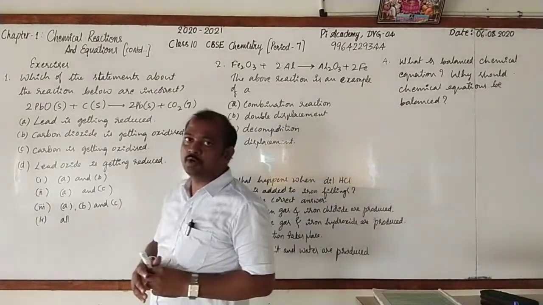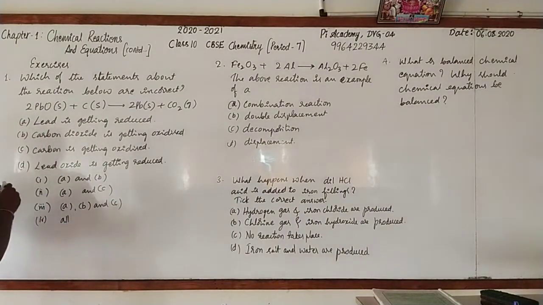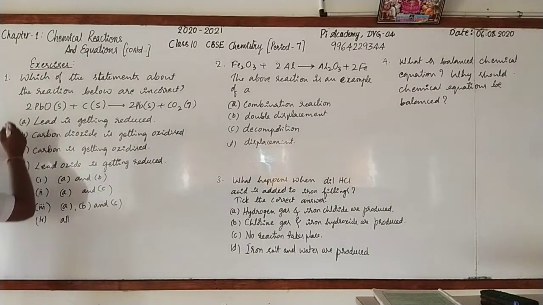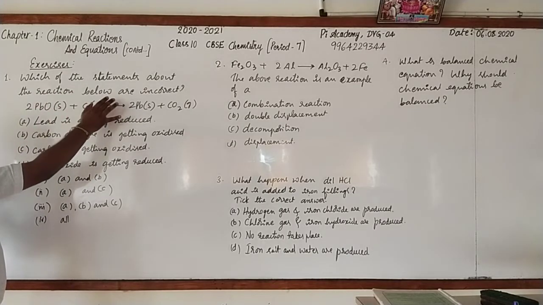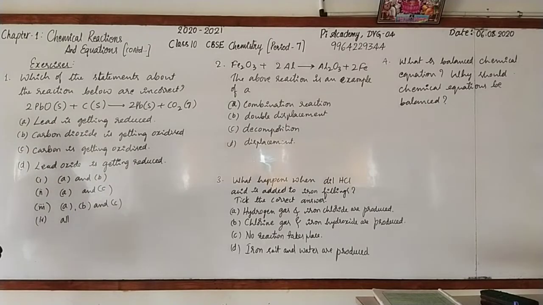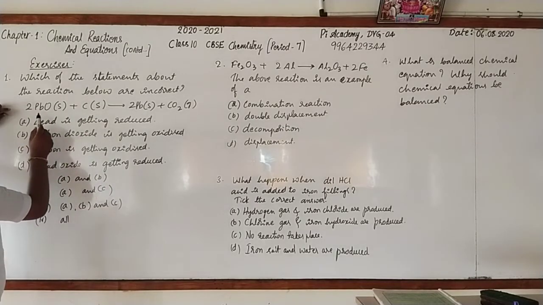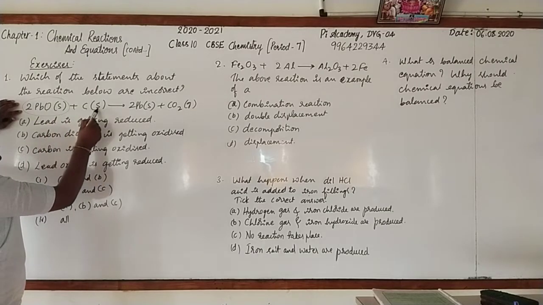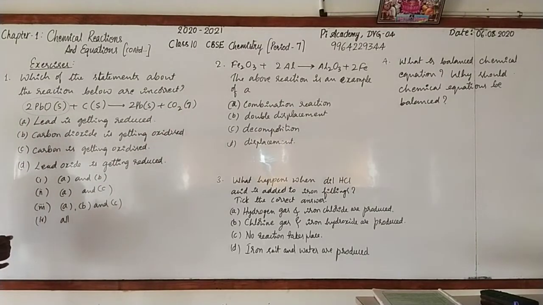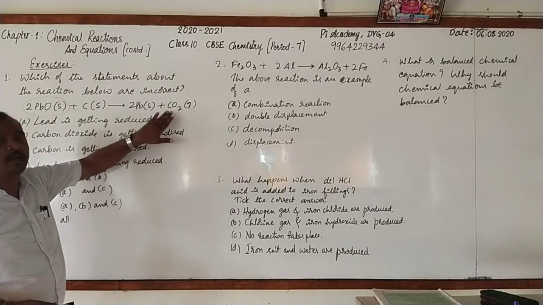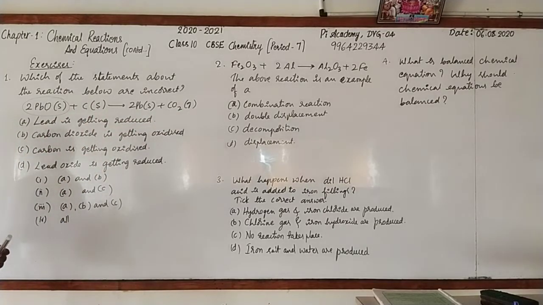Okay, now let's move on to answer the questions given in the exercises. This is the first question. Observe this. Which of the following statements about the reaction below are incorrect? Please do remember. Observe it. Here the given reaction is 2PbO solid plus C solid gives rise to 2Pb solid plus CO2. That means when lead oxide reacts with carbon, it produces lead and carbon dioxide.